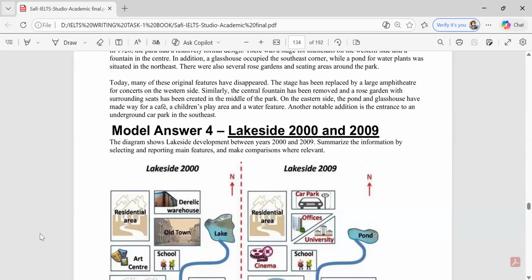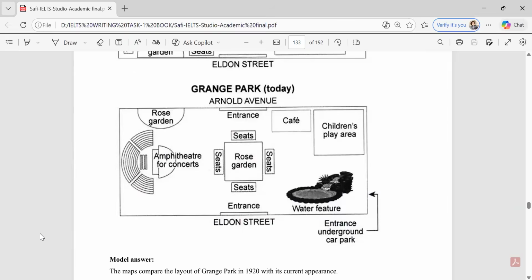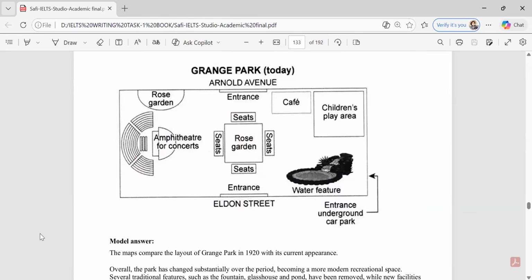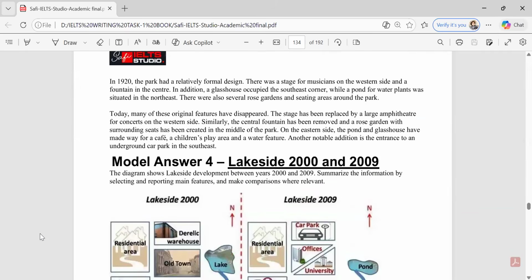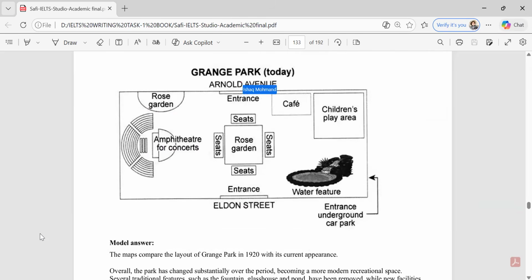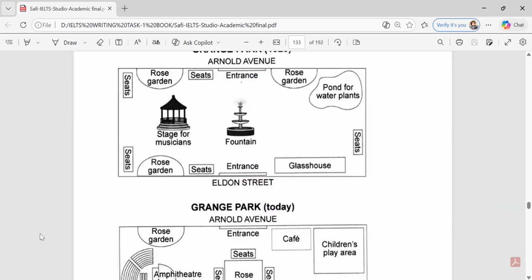Similarly, the central fountain has been removed and a rose garden with surrounding seat has been created in the middle of the park. अब वो रिमूव हुआ था ना, फाउंटेन रिमूव हुआ, तो रोज गार्डन एंड सराउंडिंग सीटिंग एरियाज हैव बीन क्रिएटेड इन द सेंटर ऑफ द पार्क. फिर हमारे पास क्या है, ऑन ईस्टर्न साइड द पॉन्ड एंड ग्लास हाउस हैव मेड वे फॉर कैफे. तब ये देखिए कैफे उसके लिए बना कि नहीं, रोज गार्डन और पॉन्ड फॉर वाटर प्लांट्स.